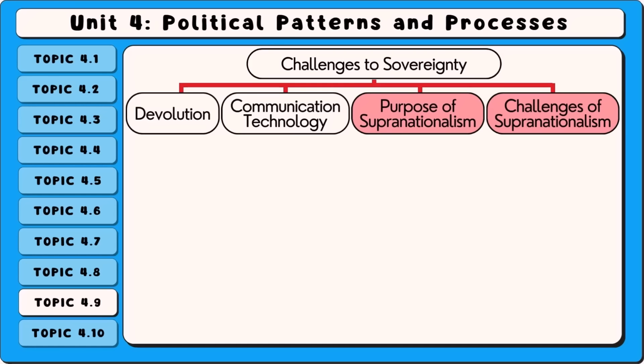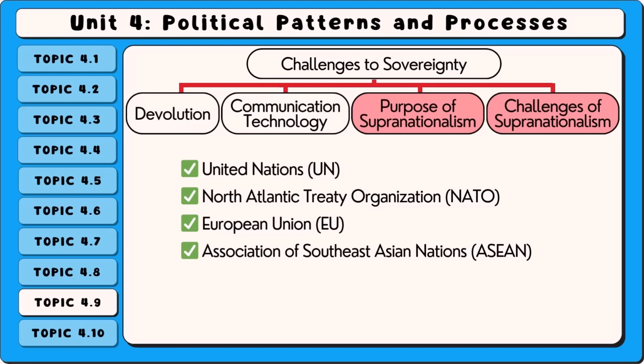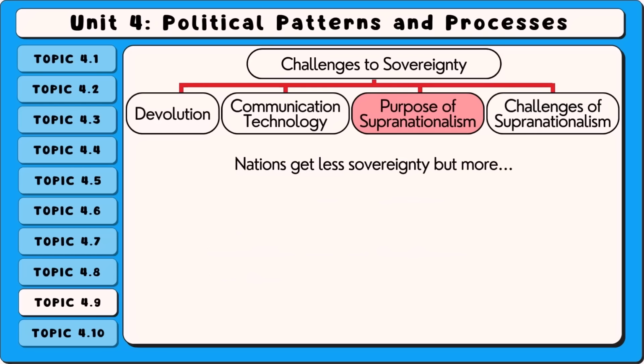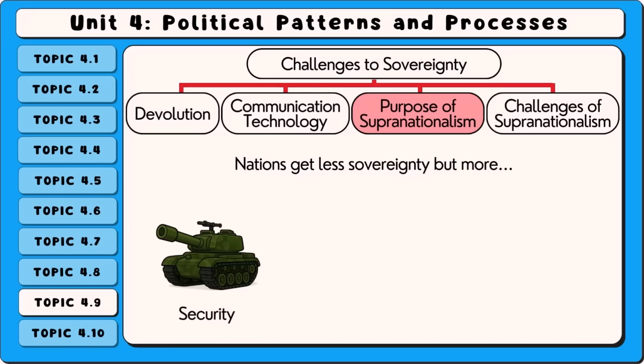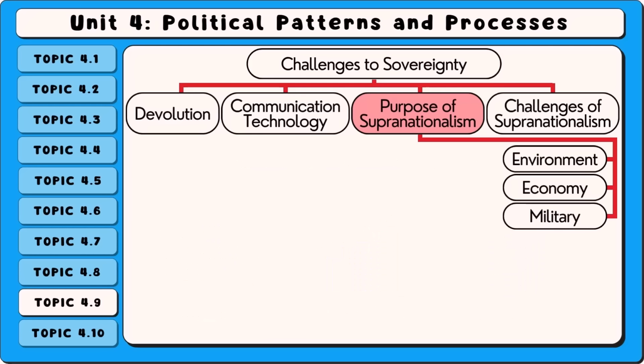Examples of major supranational organizations include the United Nations, North Atlantic Treaty Organization, European Union, Association of Southeast Asian Nations, Arctic Council, and African Union. When countries join these groups, they agree to share some of their sovereignty in exchange for benefits like security, economic growth, or global influence. There are 3 main purposes of supranational cooperation: addressing transnational and environmental issues, creating economies of scale and trade agreements, and forming military alliances.